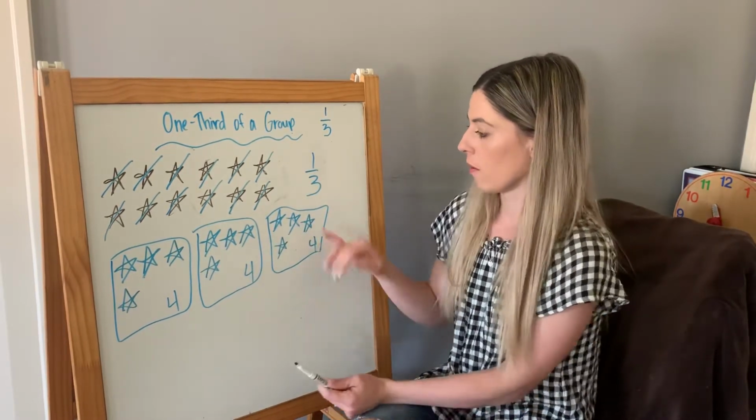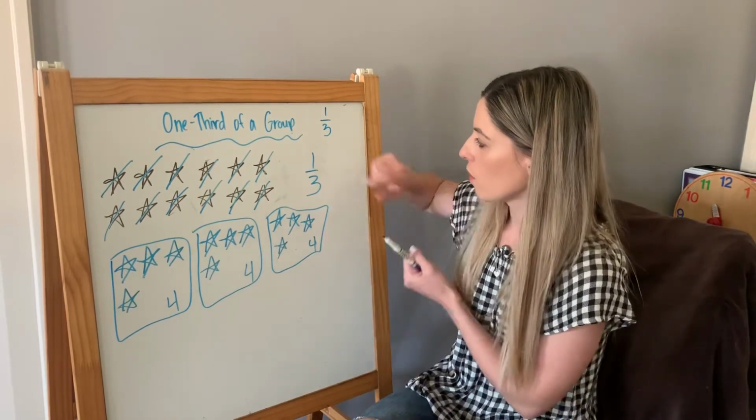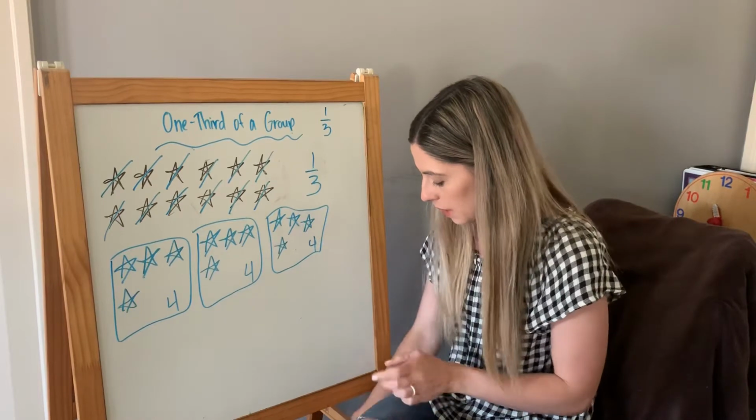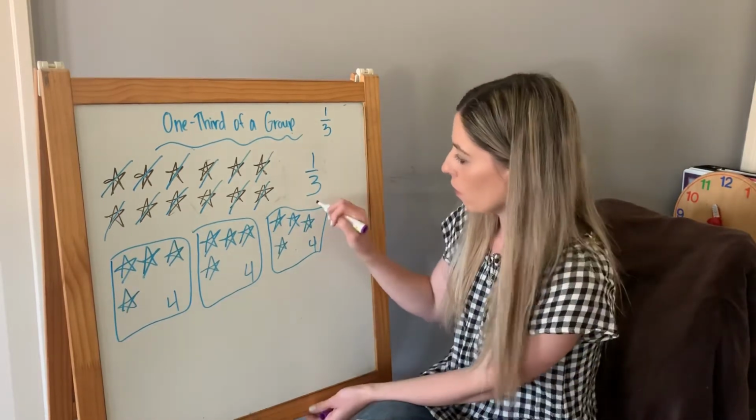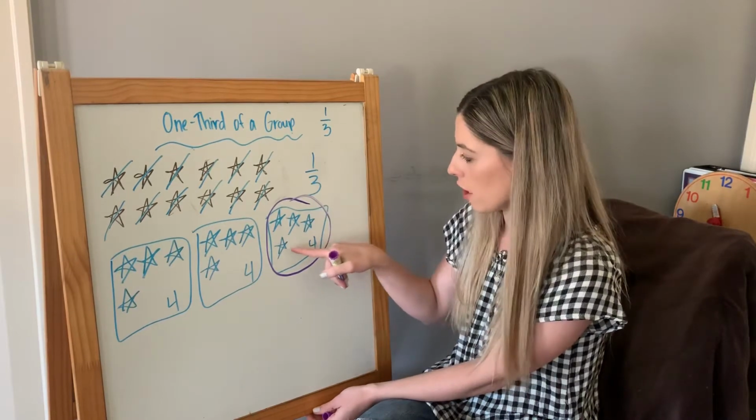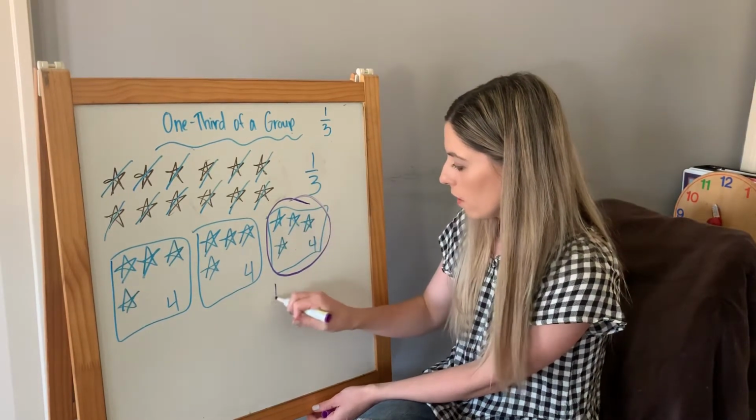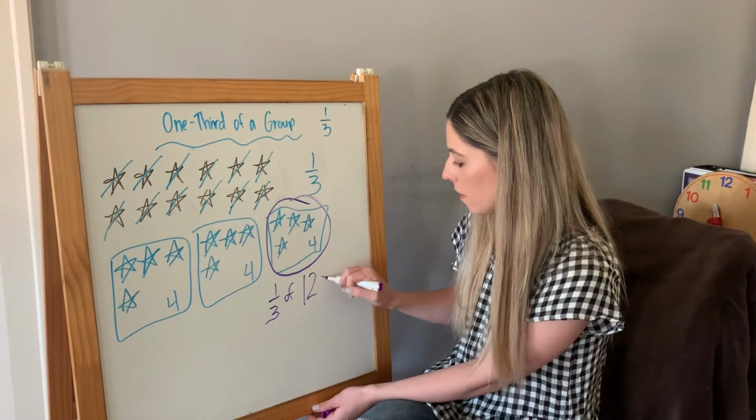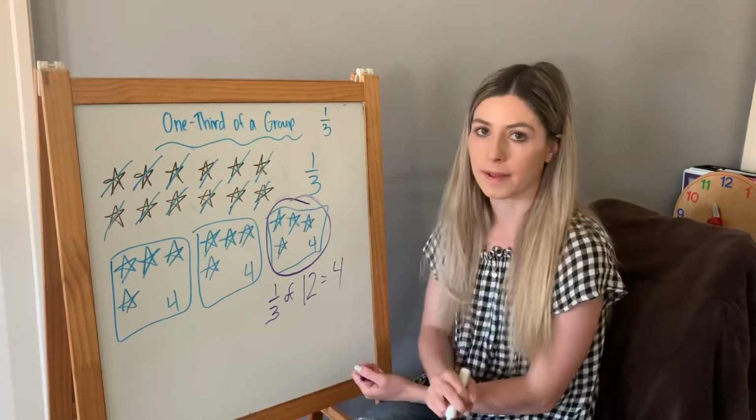So now I only want to count one group. Only one group. So I'm going to take a different color so you can see it better. I'm going to circle that one group. How many stars are in there? 1, 2, 3, 4. 1/3 of 12 equals 4.